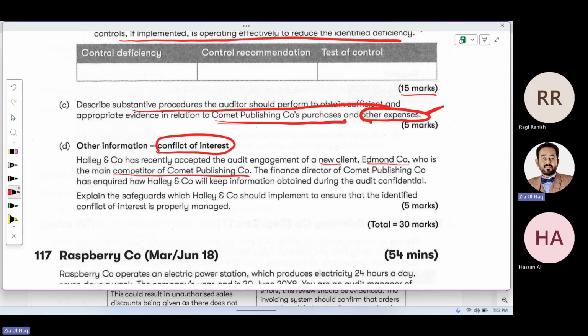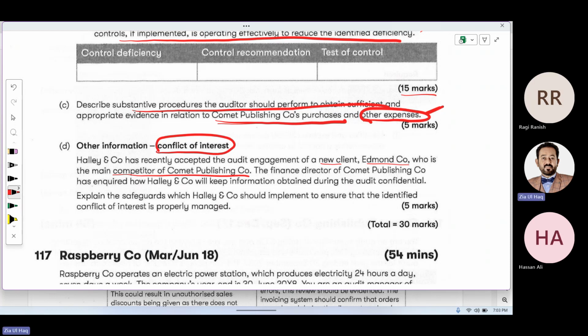So you need to take some steps. Otherwise, there will be self-interest that affects your independence and objectivity. What could be the steps? You need to take permission from both the clients first. Then you need to create a Chinese wall, a separate team for Edmond company, a separate team for Comet, if they agree.